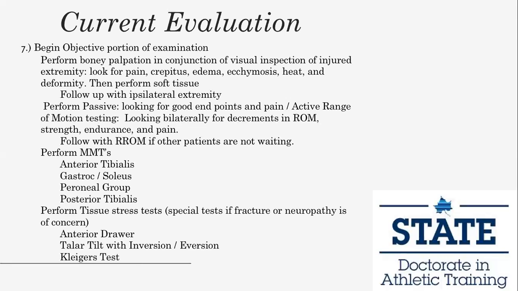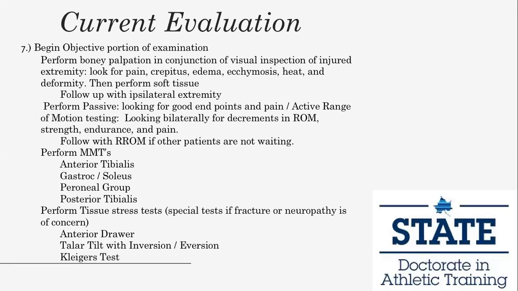And then once I get a general sense of the area and palpate the bones I need to palpate, we'll go into soft tissue palpation, looking for the same things. And then we follow up with the ipsilateral extremity. After that, we move into passive range of motion, looking for good endpoints and pain, if any. Then we have active range of motion testing. Again, look bilaterally and look for any decrements in range of motion, strength, muscle endurance, and if there's any pain with that movement.